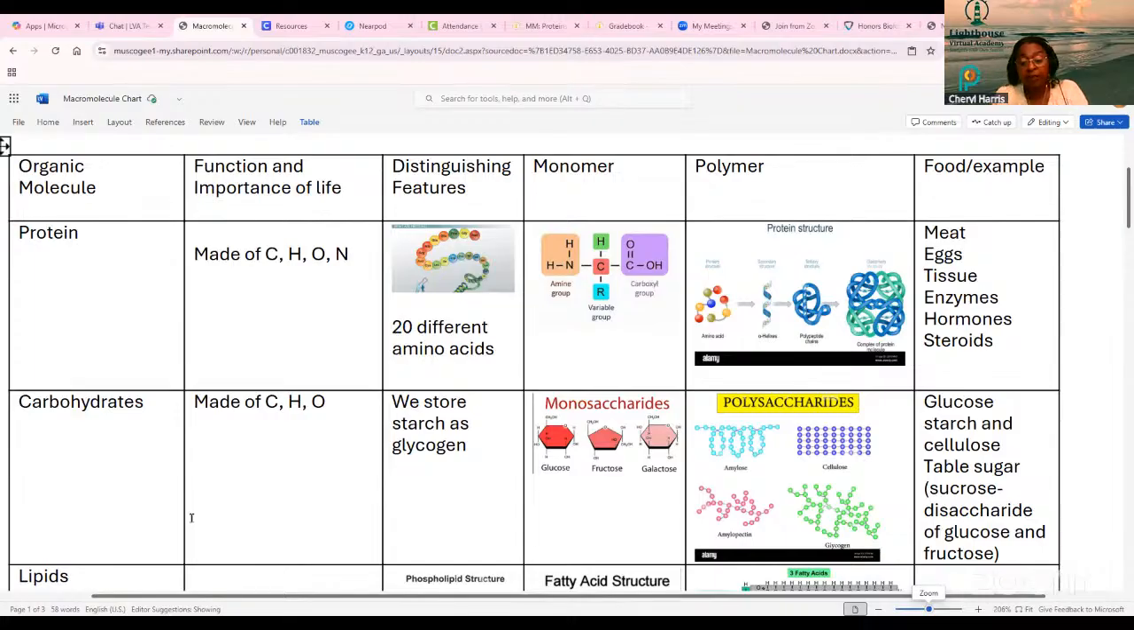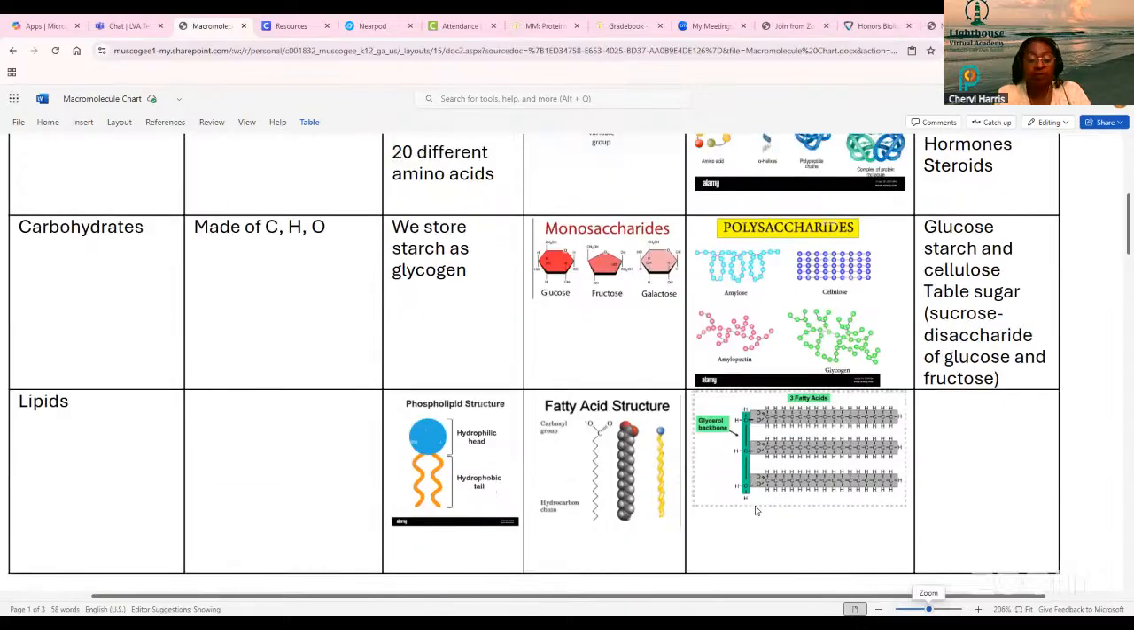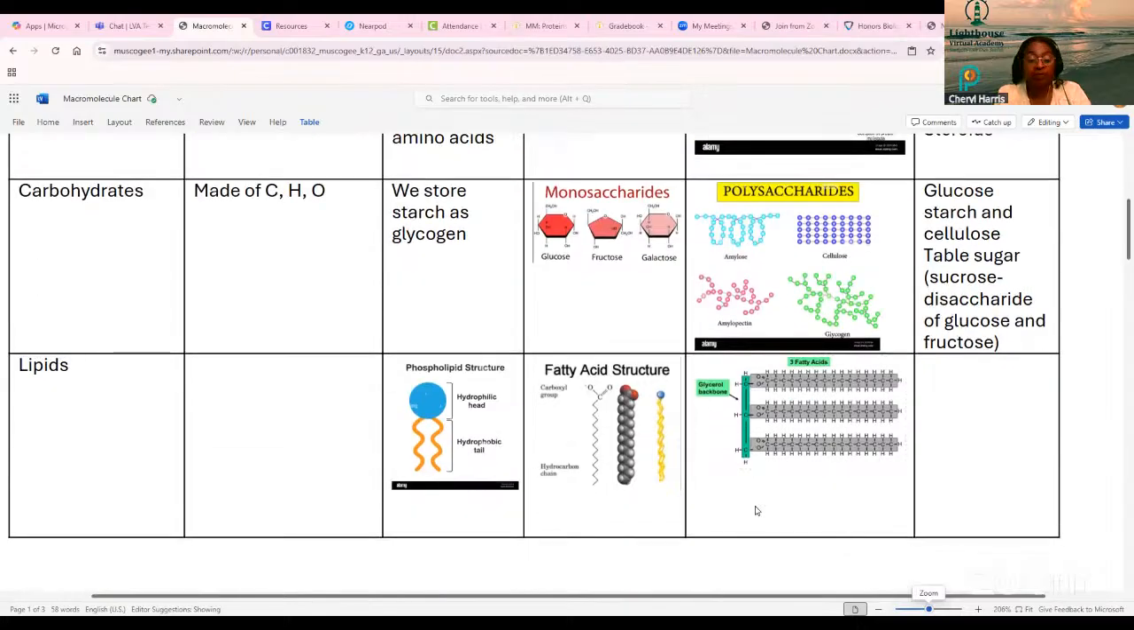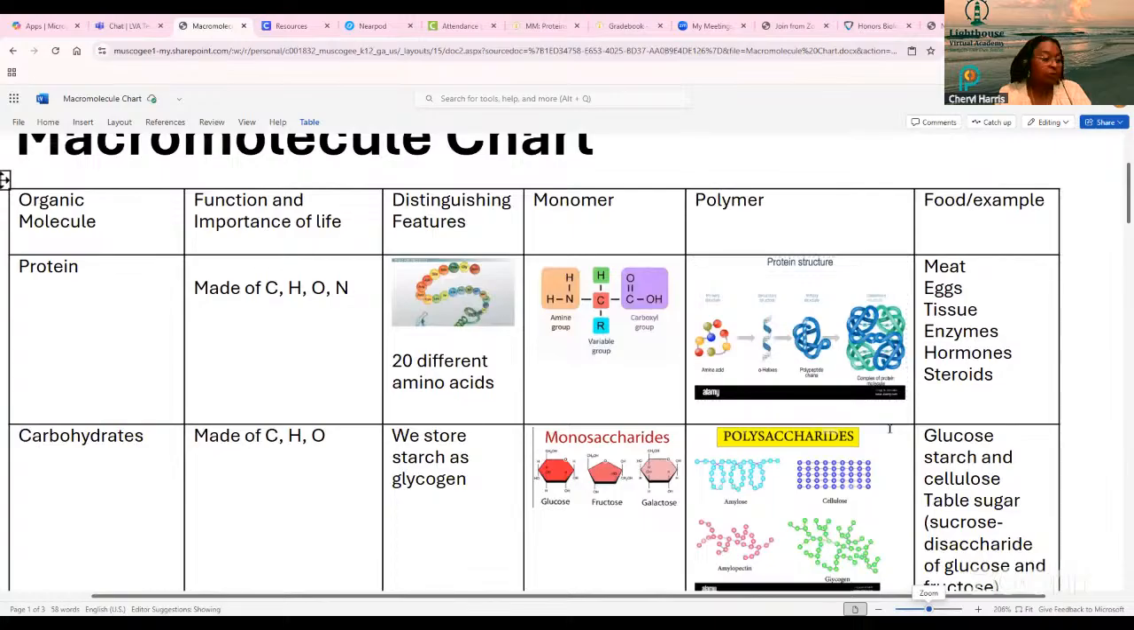When we look at lipids, you're going to find that it too is made up of carbon, hydrogen, and oxygen, but what makes it different is its long chain. So it's like a carbohydrate, but bigger. So that's what we'll look at as far as a difference there. When we get to talking about nucleic acids, those are a totally different ball of wax.